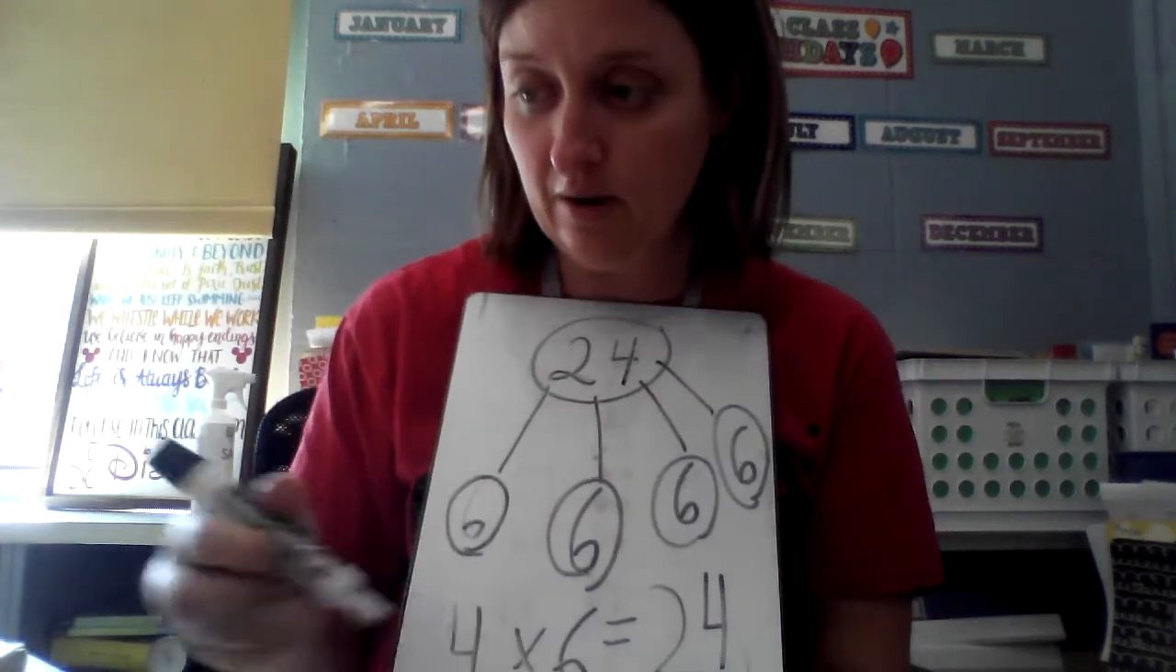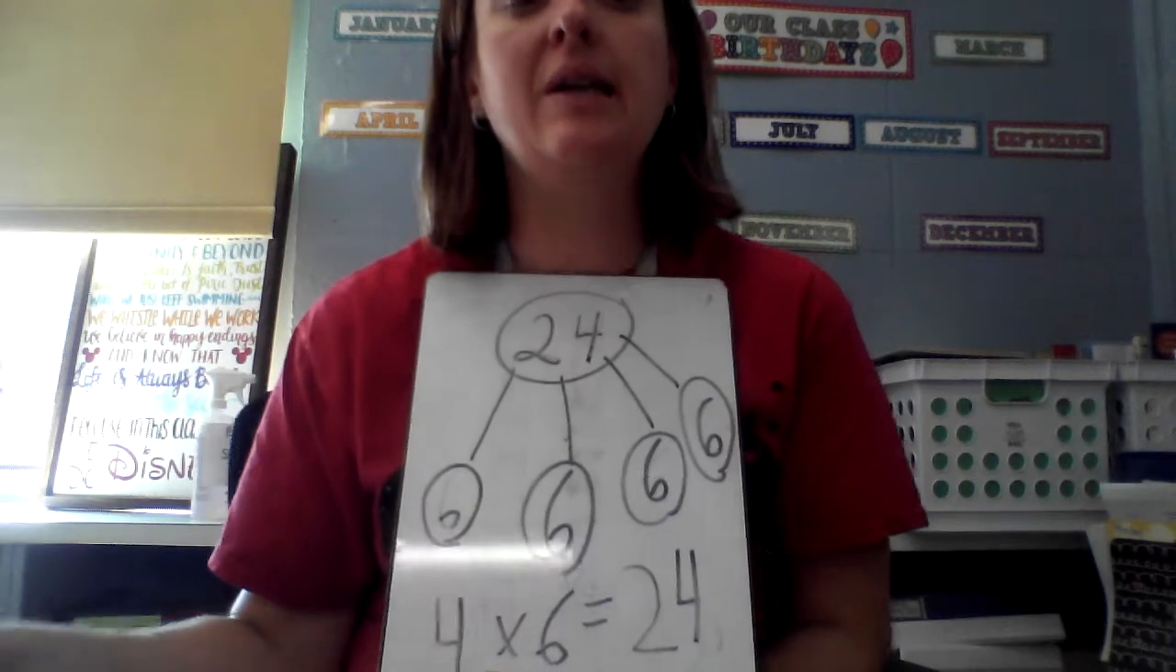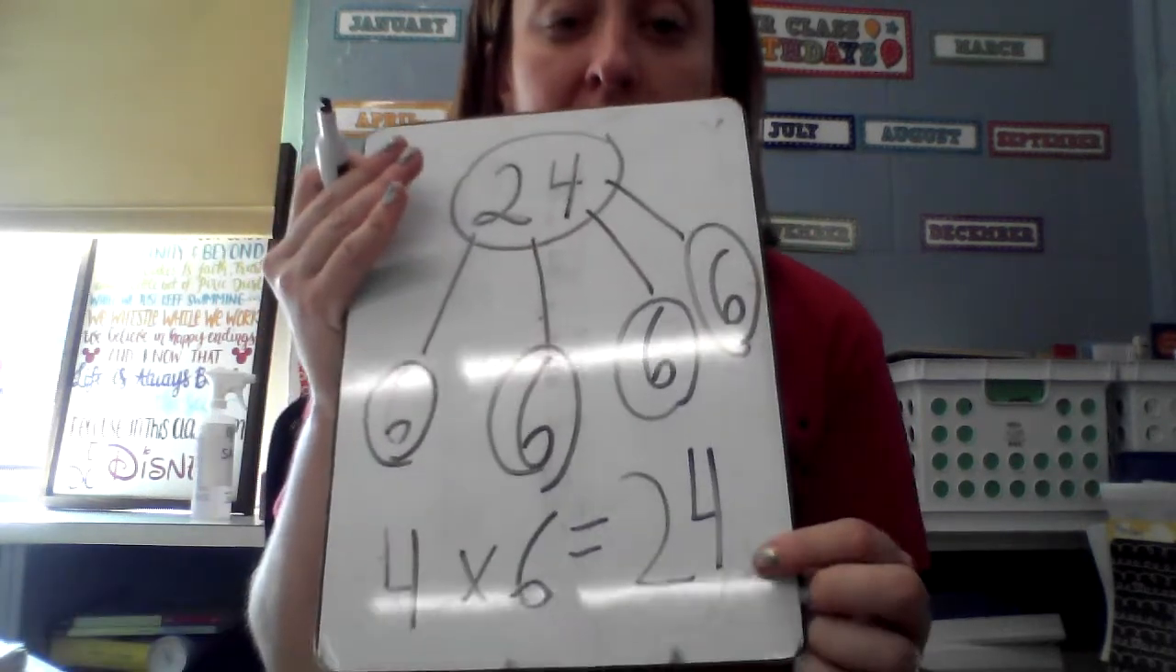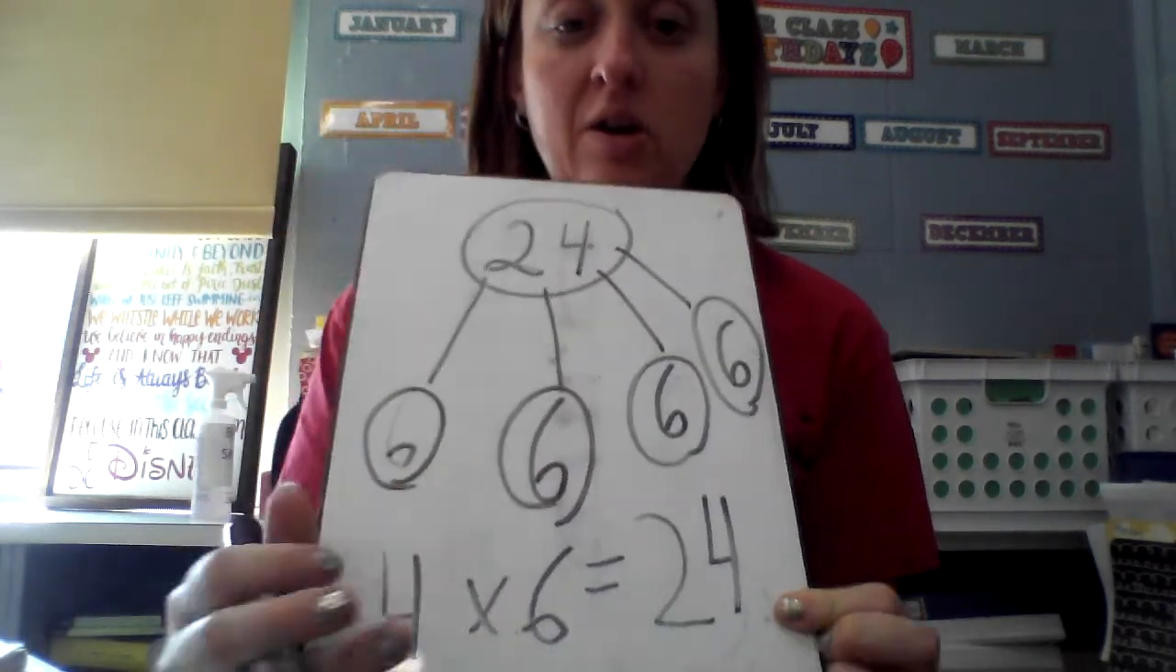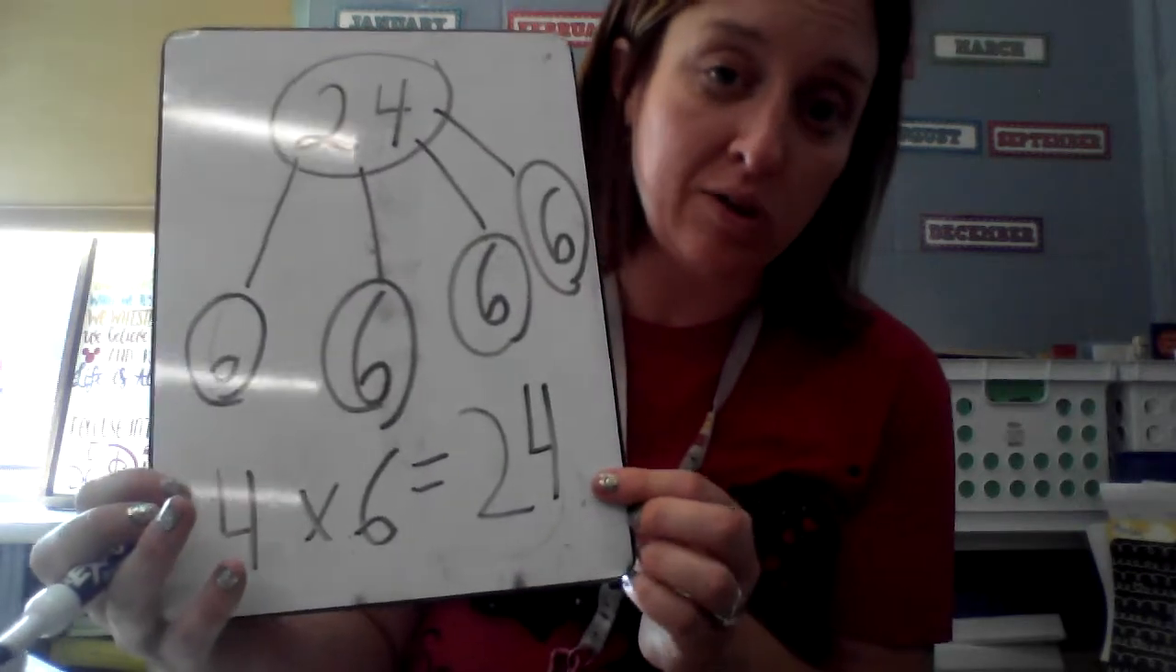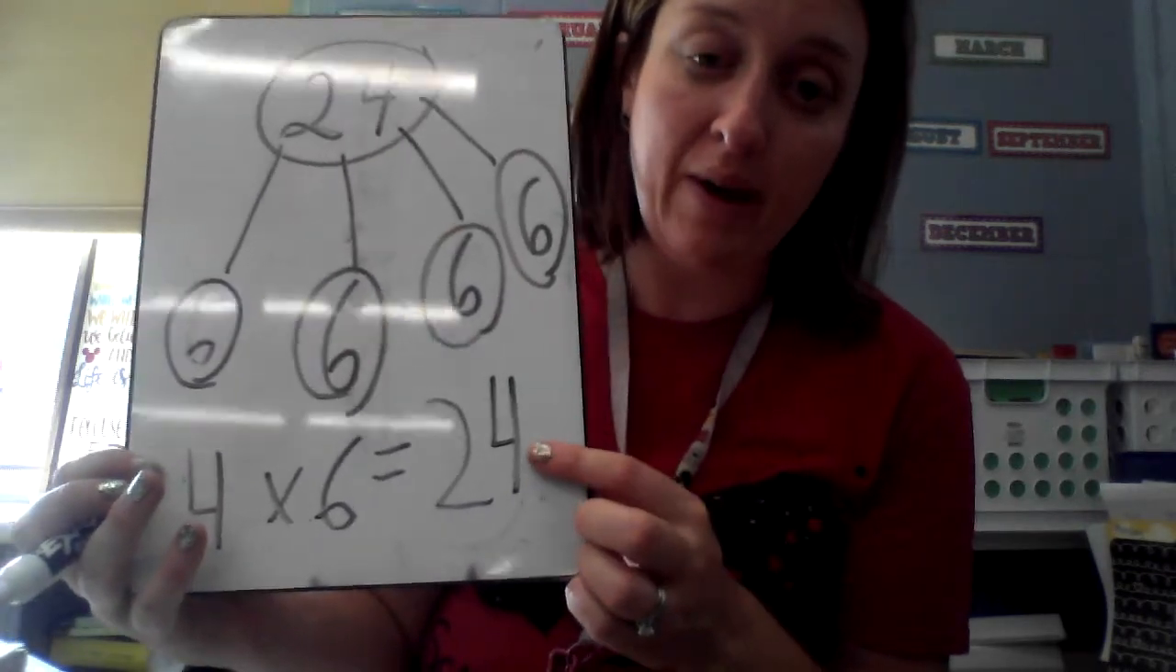This number right here shows me the number of groups. This number right here shows me how many are in each group. And this is going to be my answer, or the product.